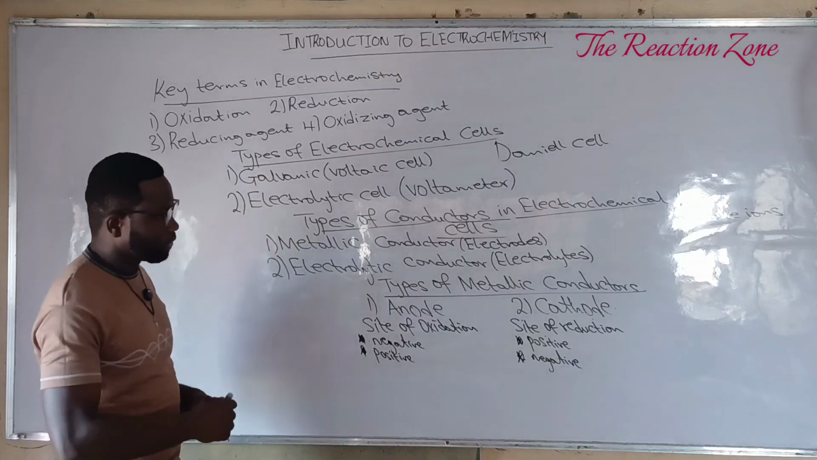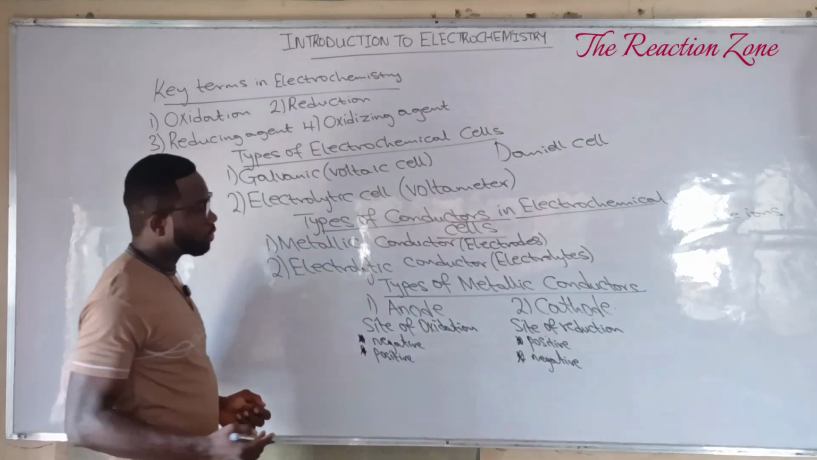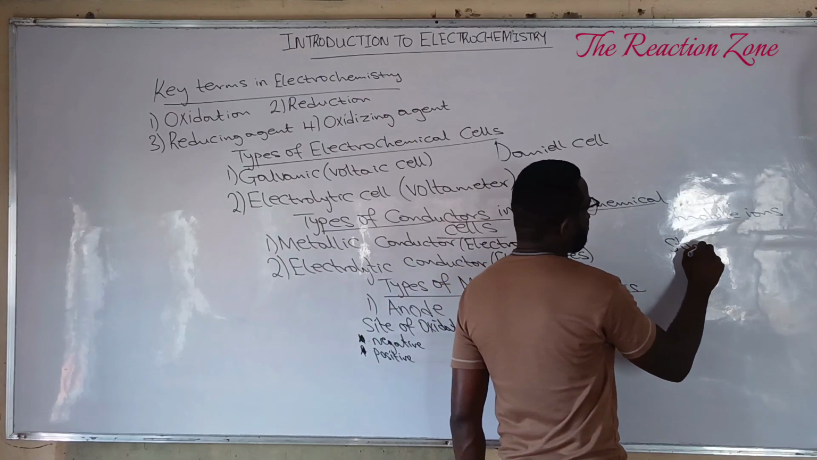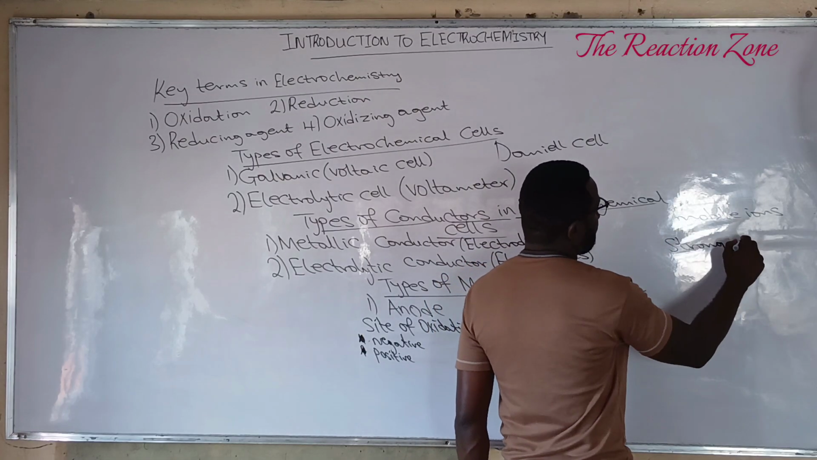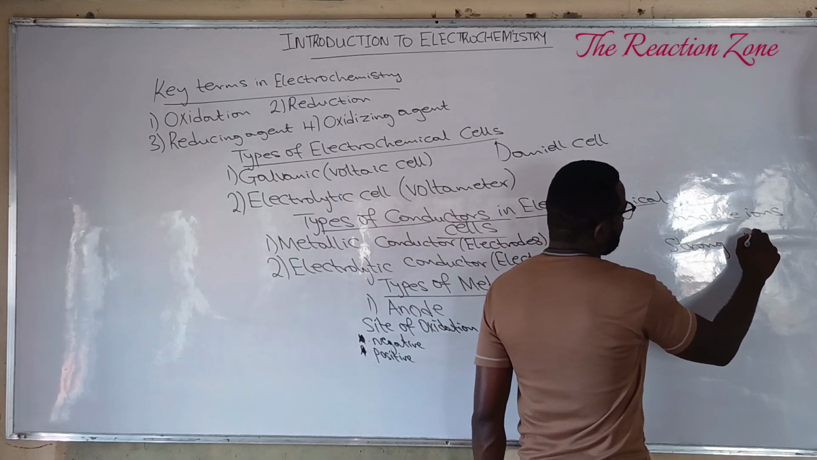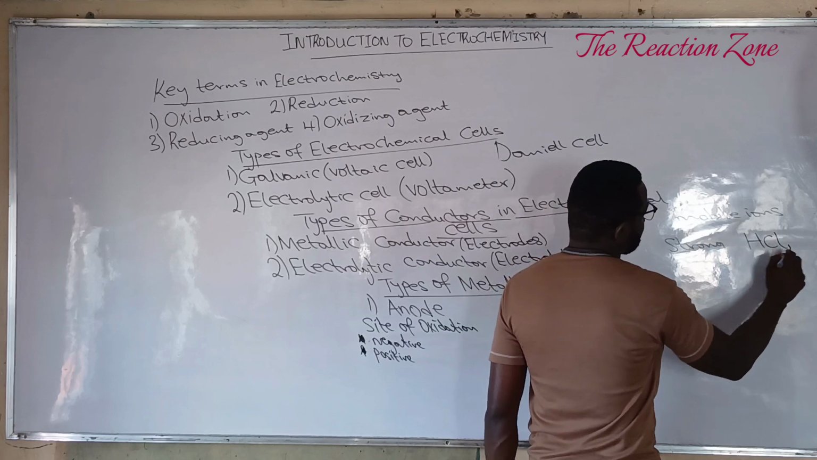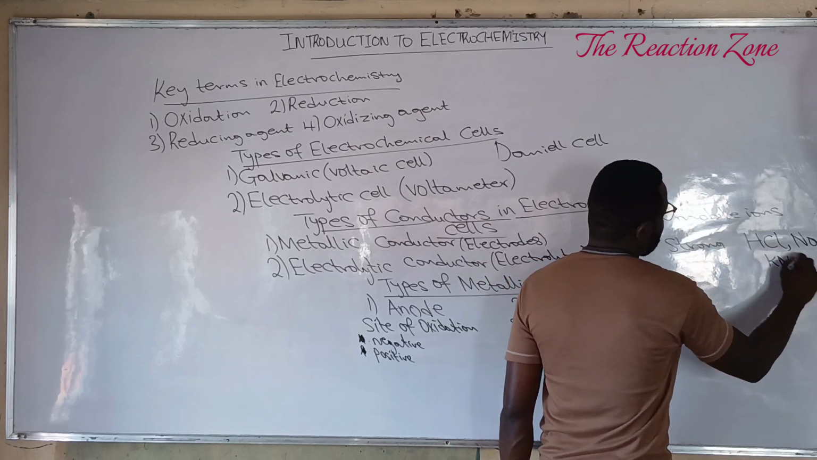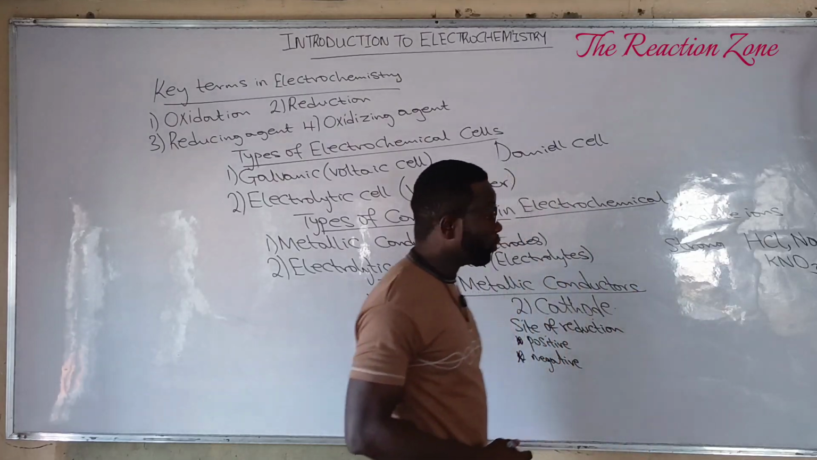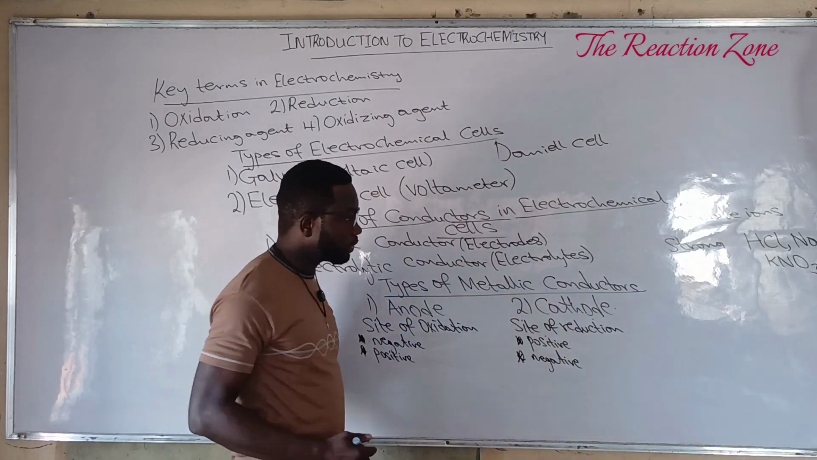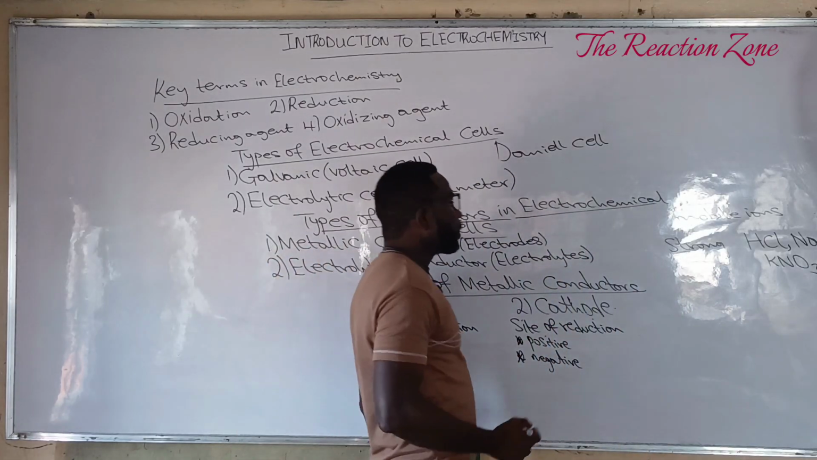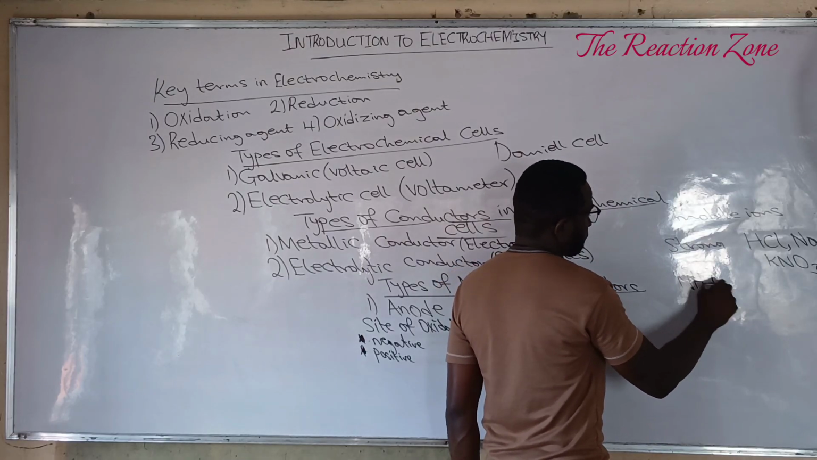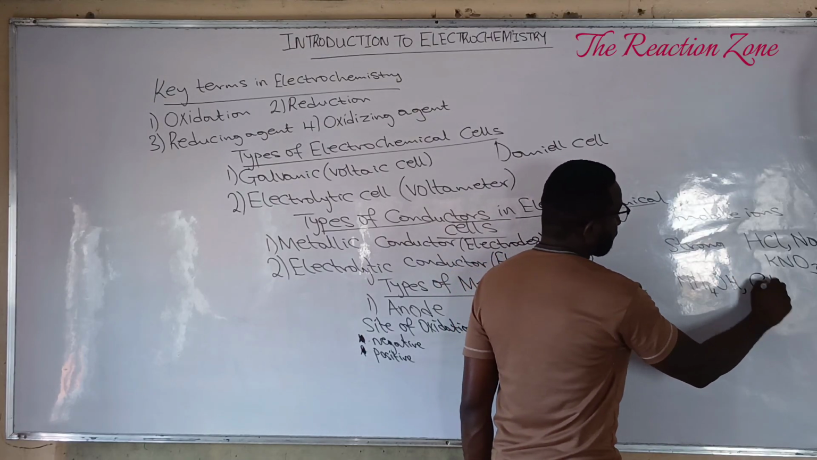Electrolytic conductors can be strong or weak. Examples of strong electrolytes are hydrogen chloride, sodium chloride, potassium nitrate. These are examples of strong electrolytes. Examples of weak electrolytes include ammonium hydroxide and ethanoic acid.